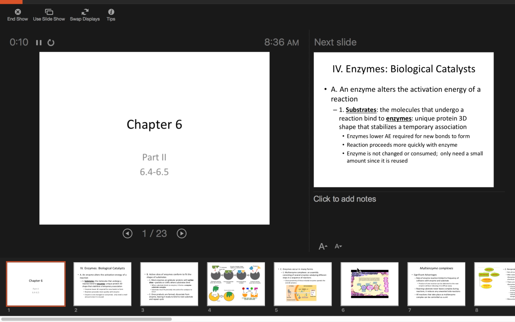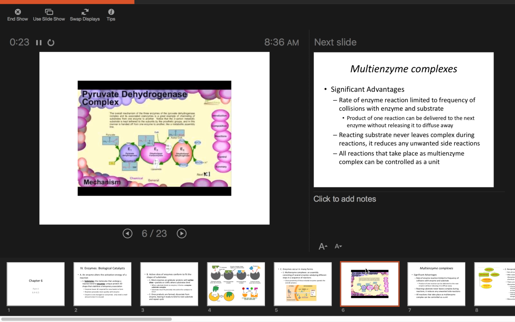There we go. Okay, so yes, Chapter 6. Finishing Chapter 6, looking at enzymes, which is all about metabolism and how chemical reactions occur. So two sections here.